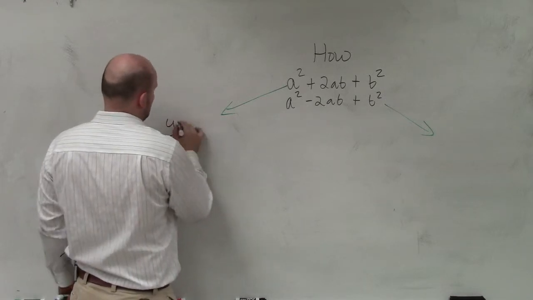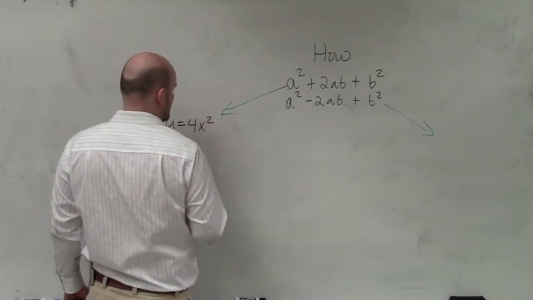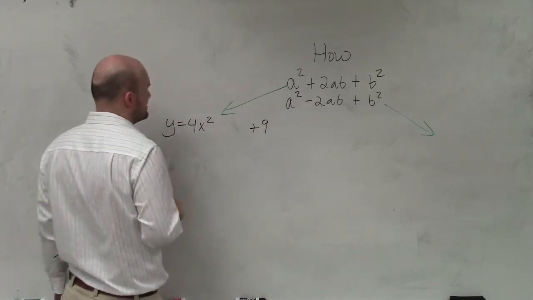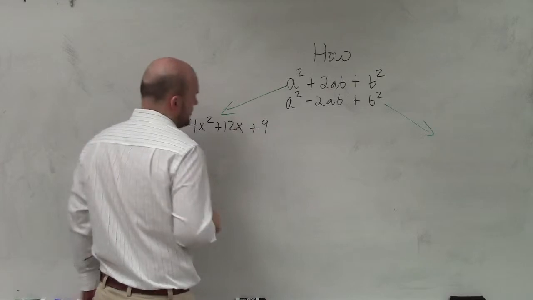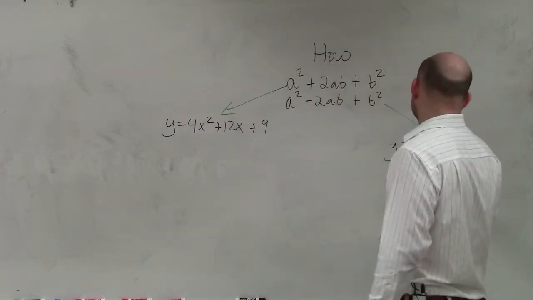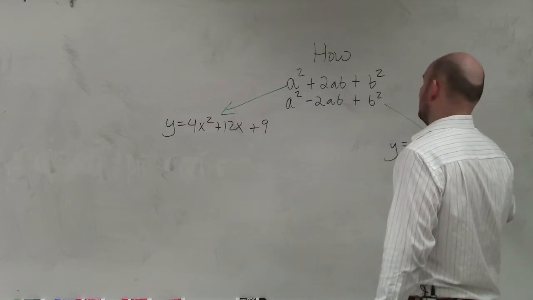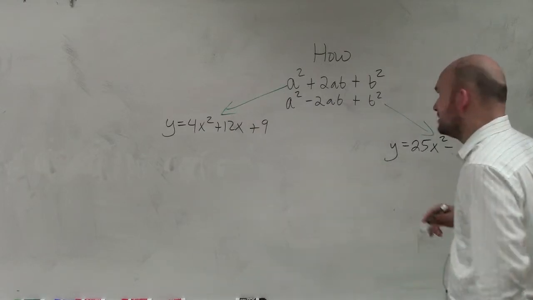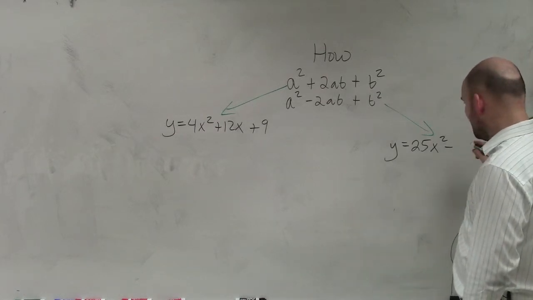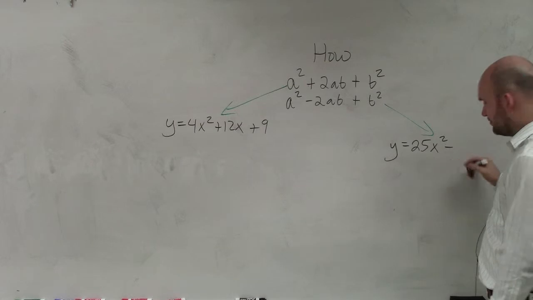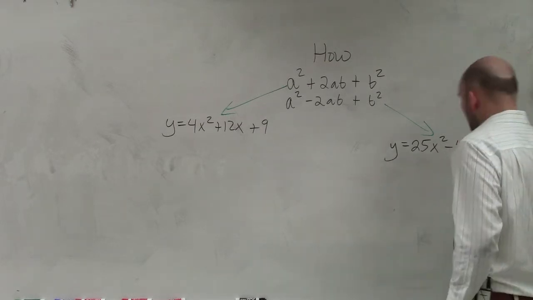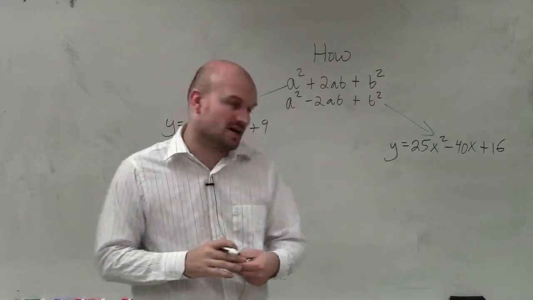So a good example here would be y equals 4x squared plus 12x plus 9, where 3 times 2 would be 6, and 6 times 2 is 12. Then another example: y equals 25x squared minus 40x plus 16, where 4 times 5 is 20, and times 2 would be 40. So basically, here are two examples of perfect square trinomials.